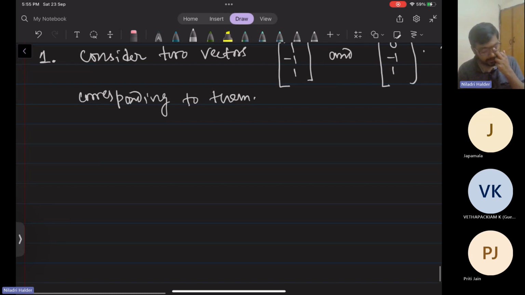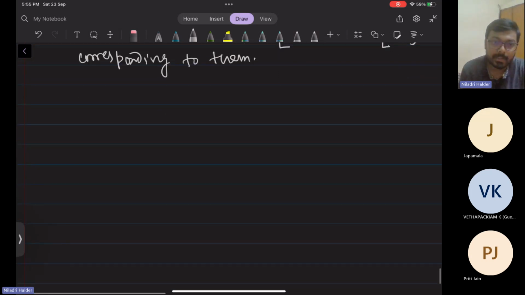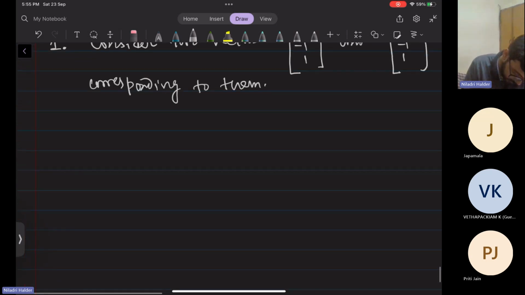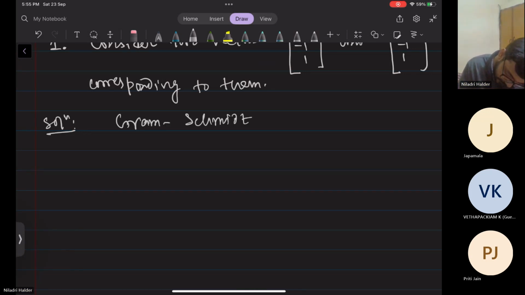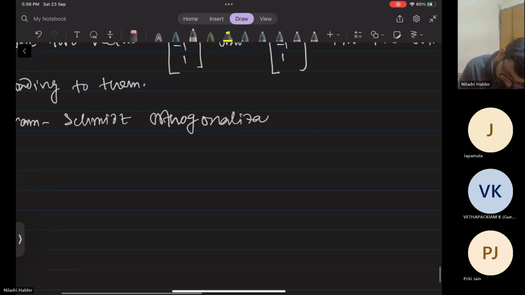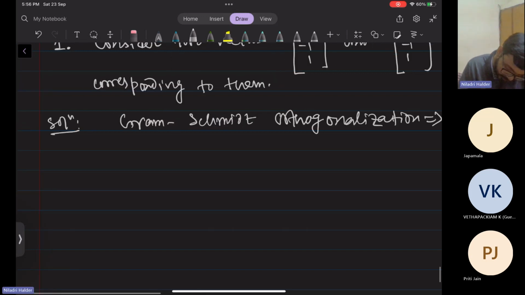So in the assignment you will get some other vectors maybe, so I am changing the vector. So the solution is that, simple. We can use the Gram-Schmidt orthogonalization process. In the first class I told that thing. So what should I do?